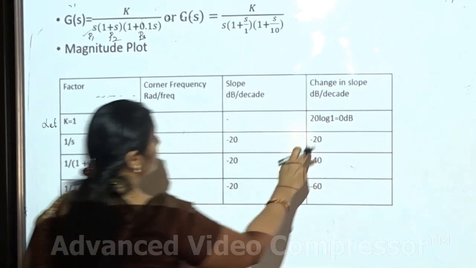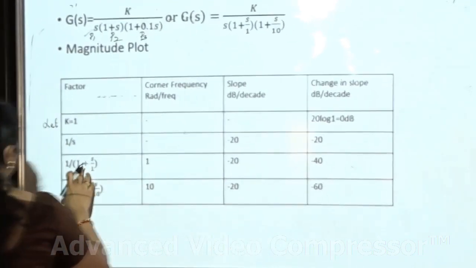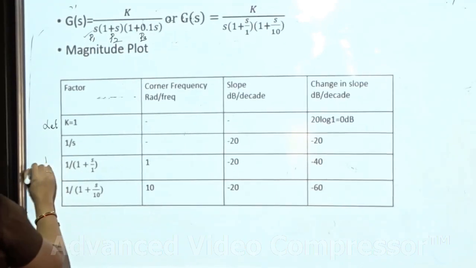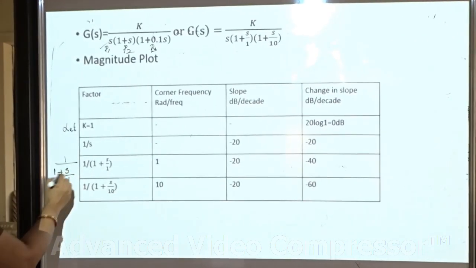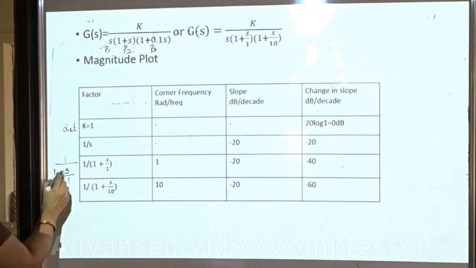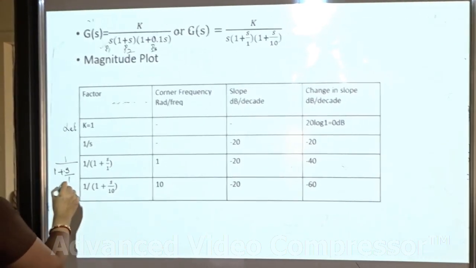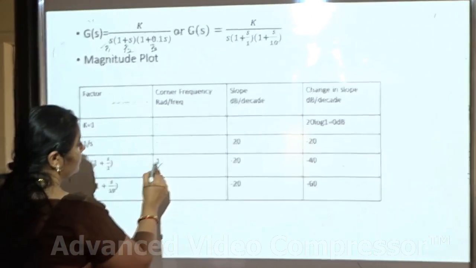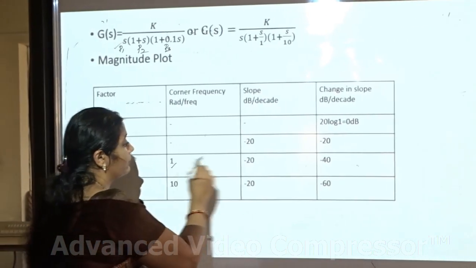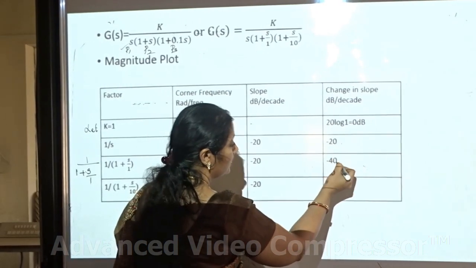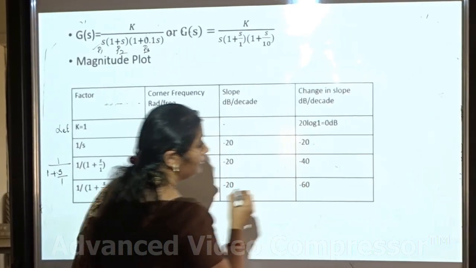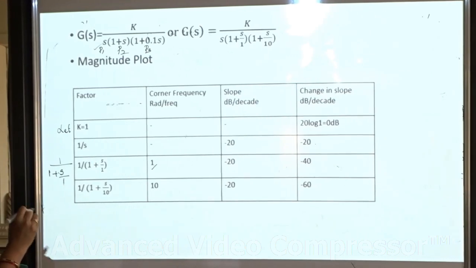Again we have another pole, that is 1 by (1 plus S). The corner frequency, because we don't have any factor associated with the S coefficient, is 1. So the corner frequency will be 1. Again the slope from this pole is minus 20. So already it was minus 20, and again adding minus 20, the total slope becomes minus 40.